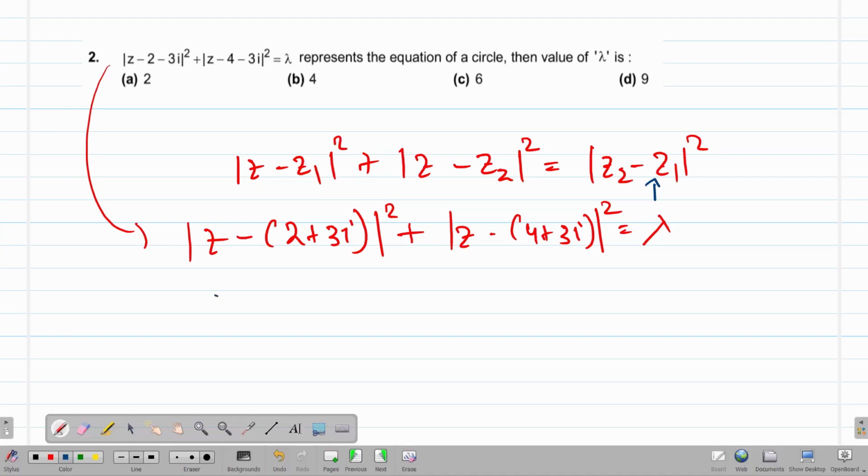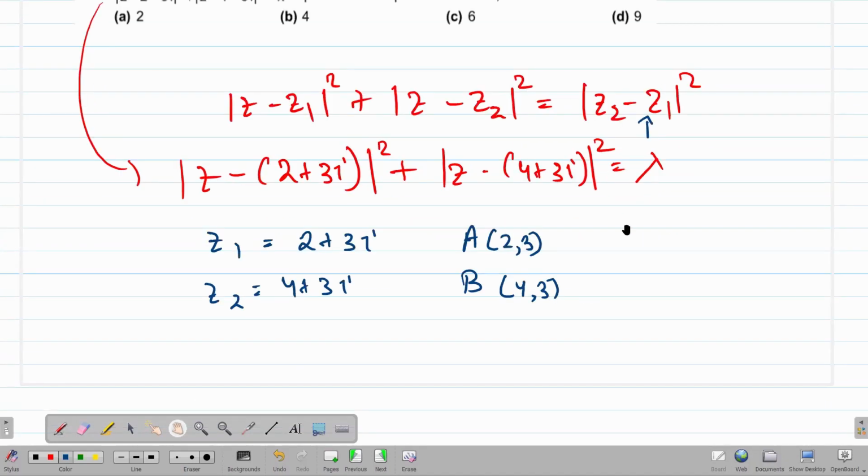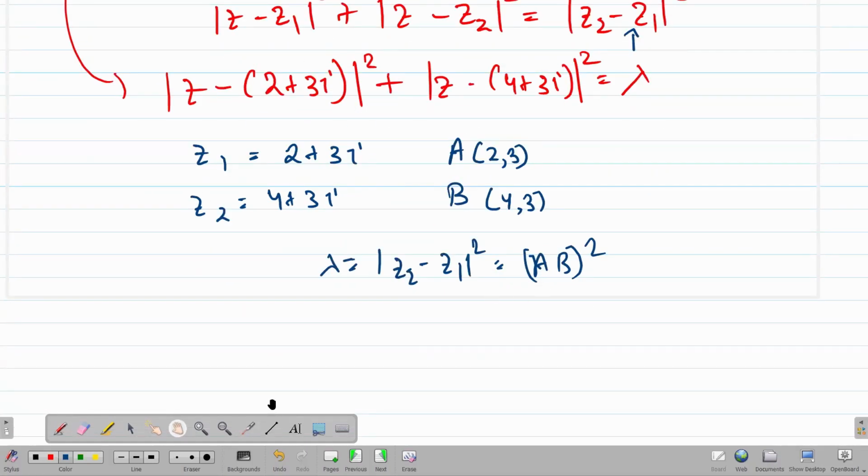Now z1 is 2 plus 3i, and suppose this is one end of the diameter, (2, 3). z2 is 4 plus 3i, that is the other end of the diameter, (4, 3). And this lambda is mod of (z2 minus z1) whole squared, that is AB whole square, the distance squared.